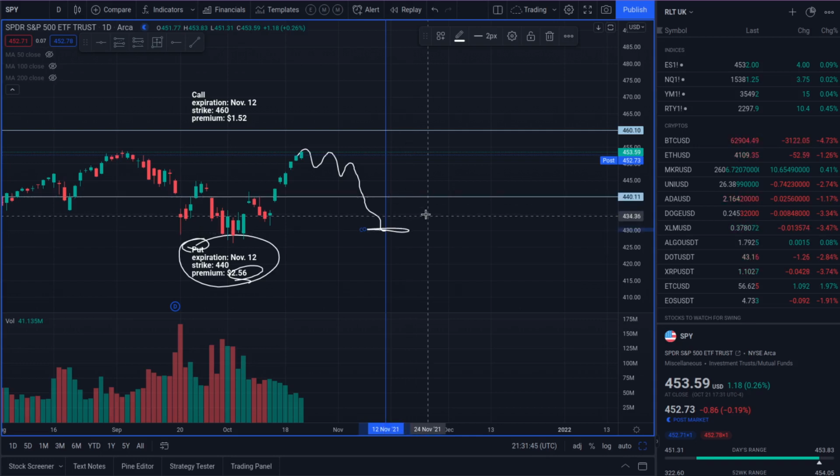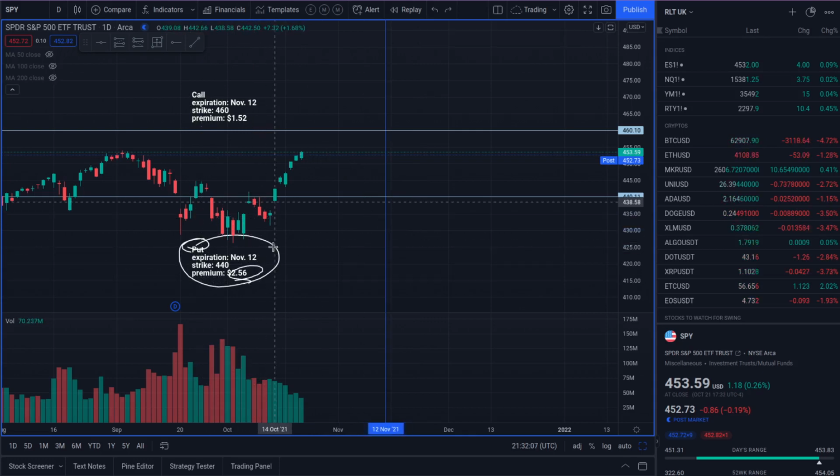By doing so, you booked a $10 per share profit, and that's a $1,000 profit, minus the initial cost, which was $256. So that's a $744 net profit. That's also very good. That's almost 3 times.